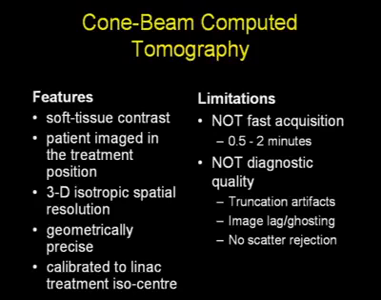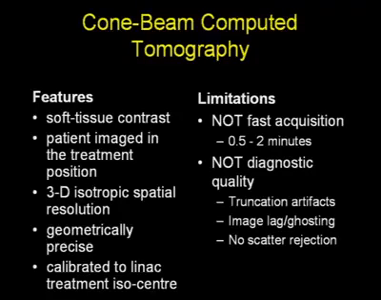There are limitations, however, that people need to be aware of. The acquisition is not necessarily fast and sometimes involves a reconstruction phase that further lengthens the time of the procedure. So typically, cone beam CT systems can provide volumetric images in 0.5 to about 2 minutes for acquisition only.